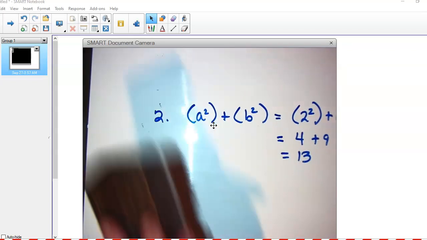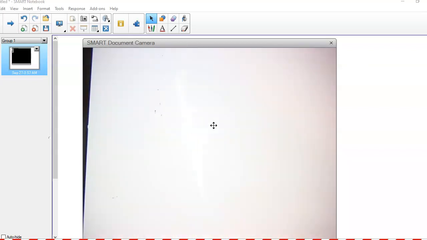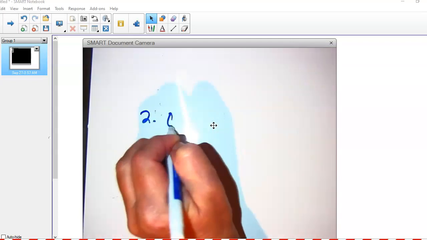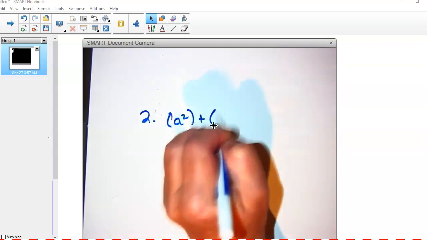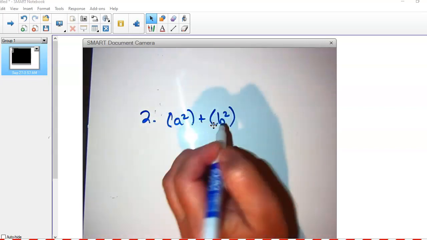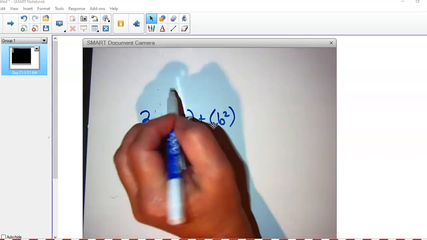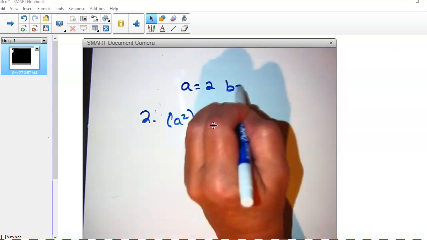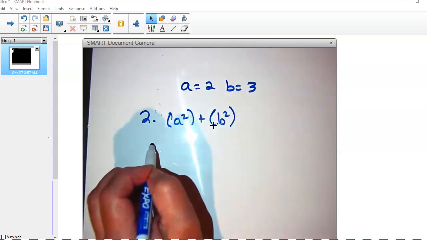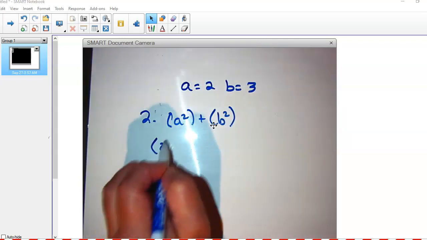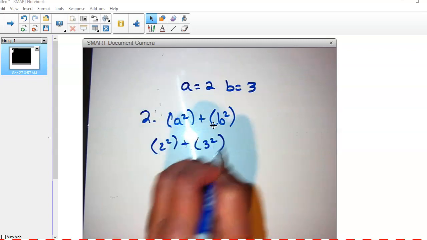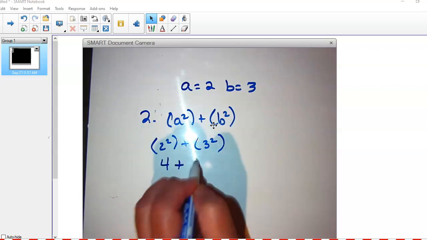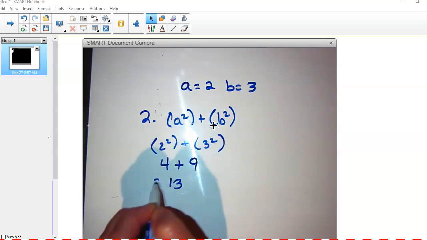I have to do that one again. Sorry. I'll show that one again, because it was way over there. So we have a squared plus b squared. Make sure it fits on here. I'll put it underneath. And we said a was 2 and b is 3. So we're going to say 2 squared plus 3 squared. I'm just doing it again because we didn't have enough room. That's 2 times 2 is 4, plus 3 times 3 is 9. 9 and 4 is 13.